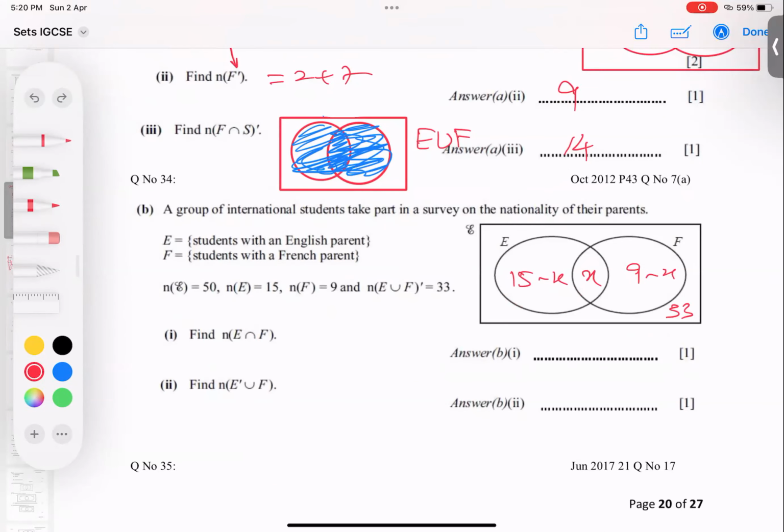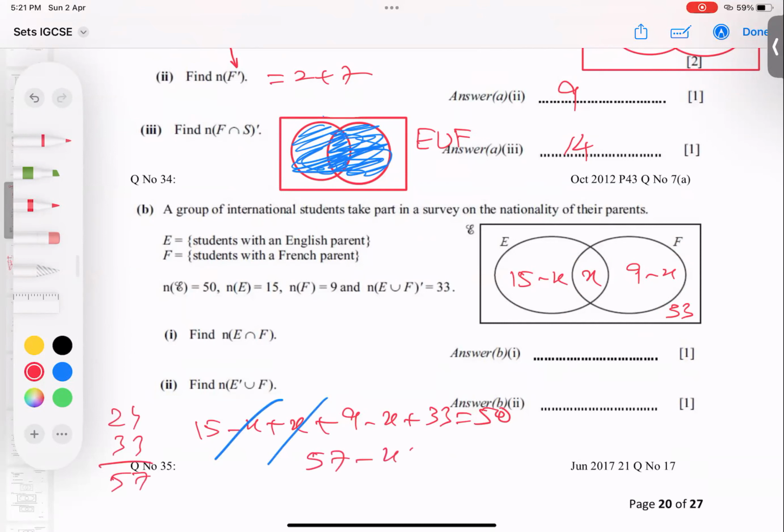I'm writing it below: 15 minus x plus 9 minus x plus 33 equals 50. I took all members equal to 50. So this x cancels out. 15 plus 9 is 24, and 24 plus 33 gives us 57. 57 minus x equals 50. So 57 minus 50, x goes there. So x equals 7.